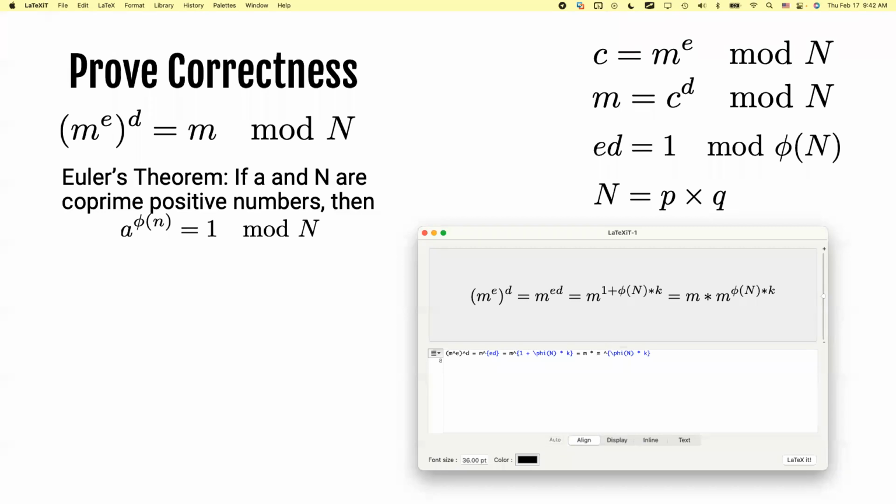Here I just put a random notation over there to denote that ed is some multiple of phi of n, and then plus 1. So k demonstrates the number of times of the multiplication. Does it make sense?